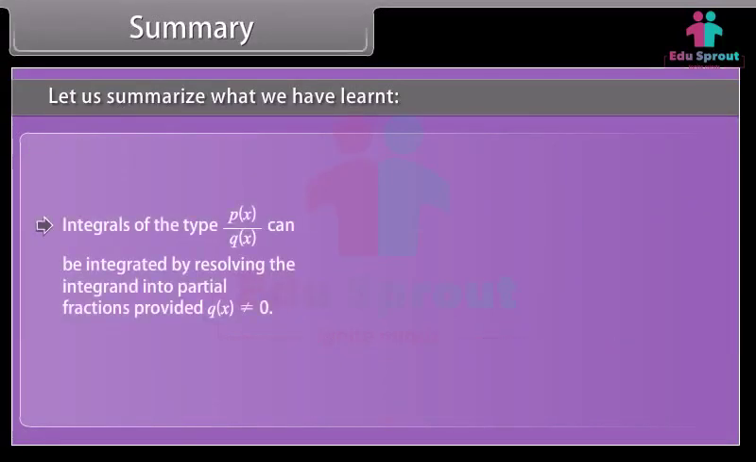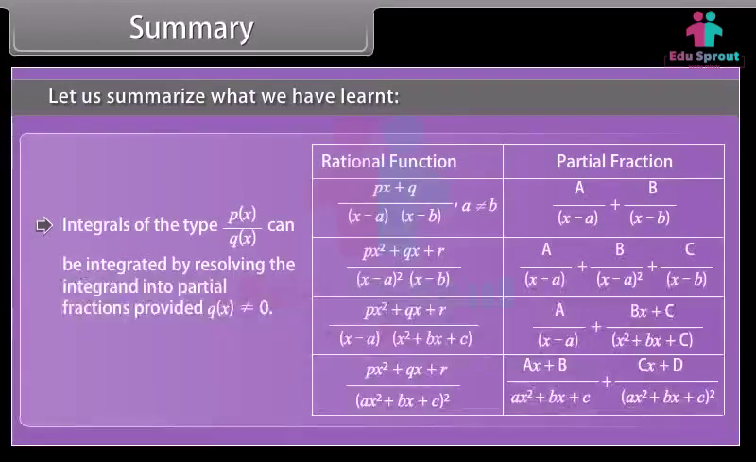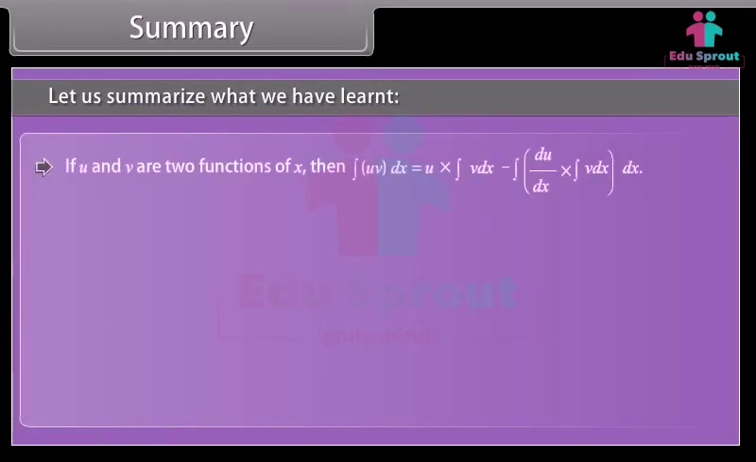Integrals of the type p(x) by q(x) can be integrated by resolving the integrand into partial fractions, provided q(x) is not equal to 0. If u and v are two functions of x, then the integral of the product of two functions is equal to the first function into the integral of the second, minus the integral of the differential of the first into the integral of the second function.